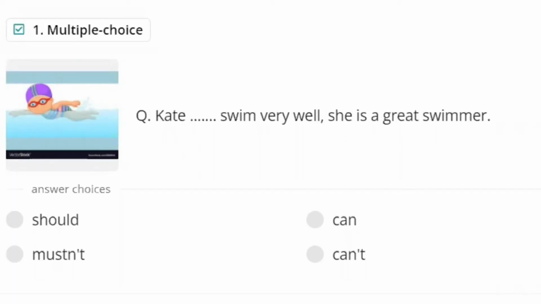Now, my friends, let's test our understanding of the auxiliary modals in the following very short test. I will give you some choices, and you think about the answer. Think well, and I will help you.